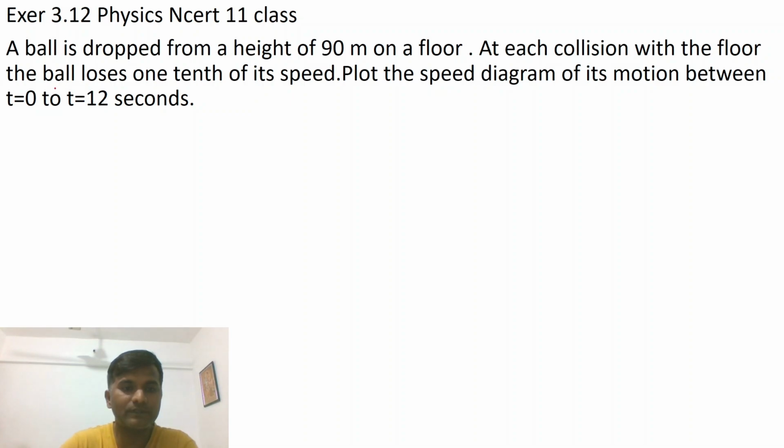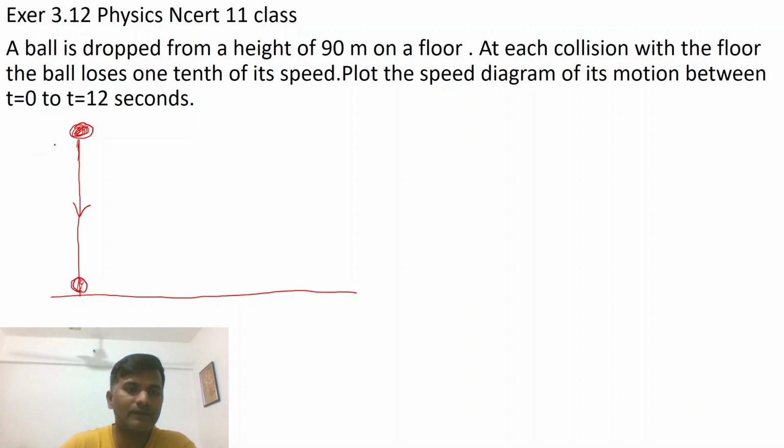If I have to draw that situation here, how can I draw it? Let's say we have a ball like this. It is dropped from a height of 90 meter onto the floor. Let's say this is the datum, that is the floor. Now it is dropped from 90 meter, so its velocity will be directed downwards, and it strikes the floor.